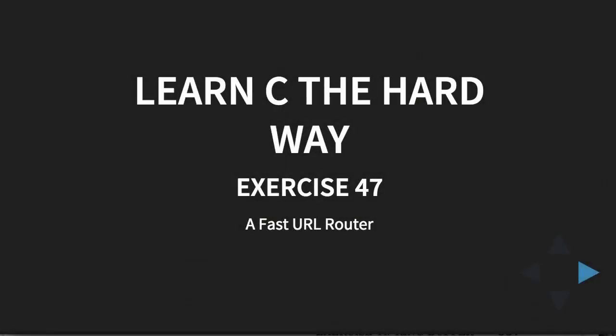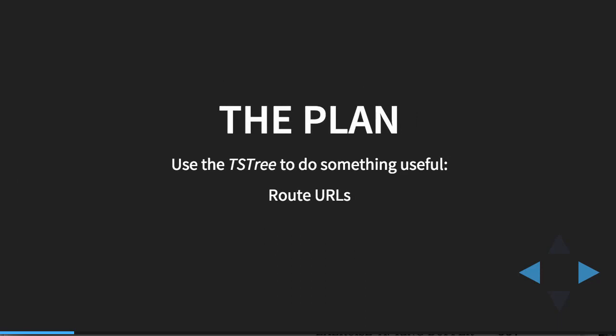Learn to See the Hard Way, exercise 47, we apply what you learned about the ternary search tree to create something called a fast URL router. So this is something you would find in, say, a web framework like Django or a web server.